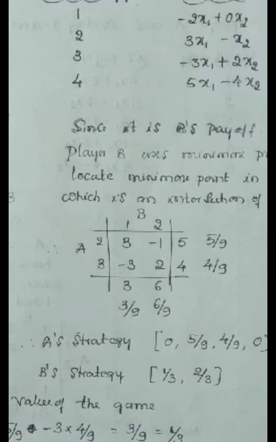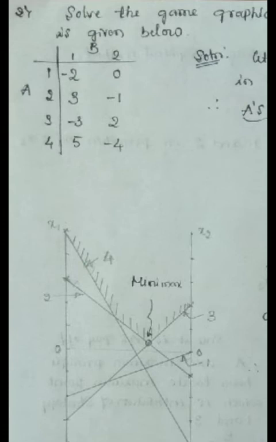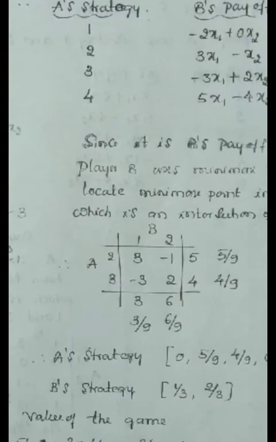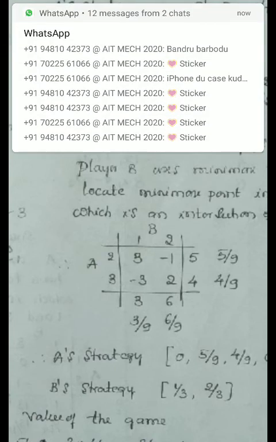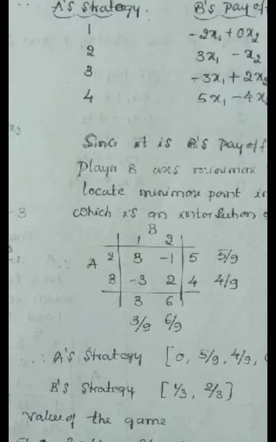Now, for B it is 1 and 2. For A it is 2 and 3. 2 and 3 is 3, minus 1, minus 3, 2. Now, let us find the oddments. Subtract the elements of first row. 3 minus of minus 1 is plus 1. 3 plus 1, 4. Minus 3 minus 2, 5.